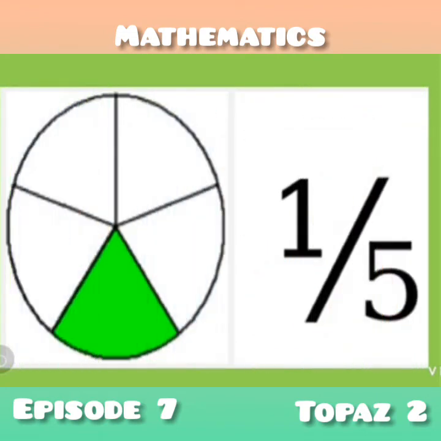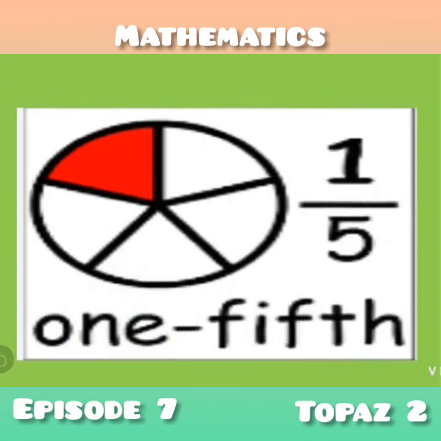This is another fraction, 1/5. 1/5 here means we have 5 parts. It's only 1 part that is being shaded. That's why we have 1/5. If we have 2 parts being shaded, the answer would have been 2/5, and so on. Look at this one again. Also 1/5. 5 parts and only one part is being shaded. That's why we have 1/5.